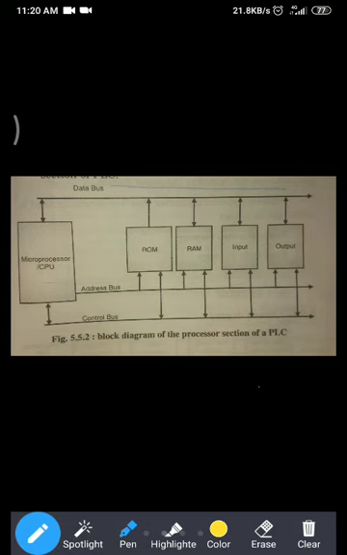Then there are 2 types of memories: random access memory and read-only memory. Random access memory is used to store temporary data, and read-only memory is used to store the program data. So in this way, the memory unit is divided into 2 parts: volatile, that is random access memory, and non-volatile, that is read-only memory. Now we'll see the power supply.